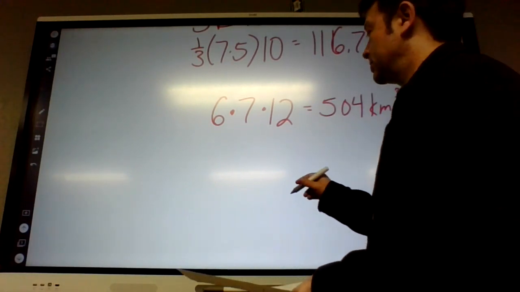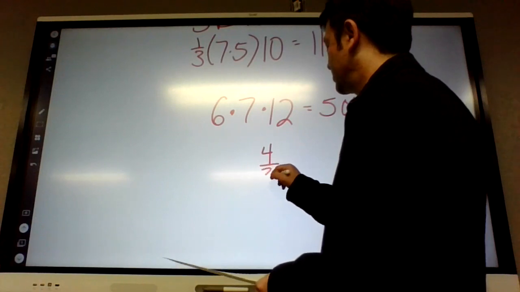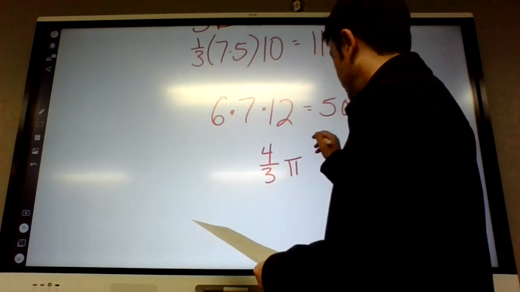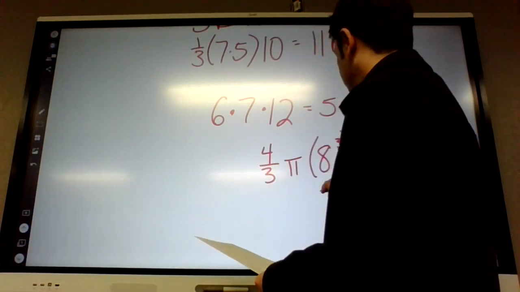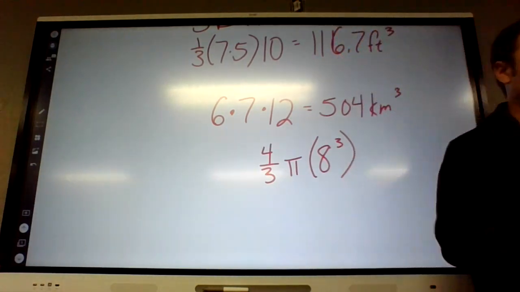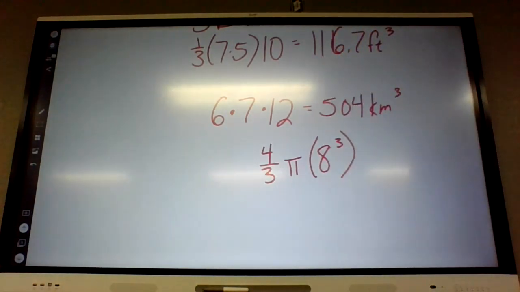Nothing too tricky here. So it's just 4/3 pi r cubed. I guess some people might forget to cube it. You have to cube the radius for the volume.